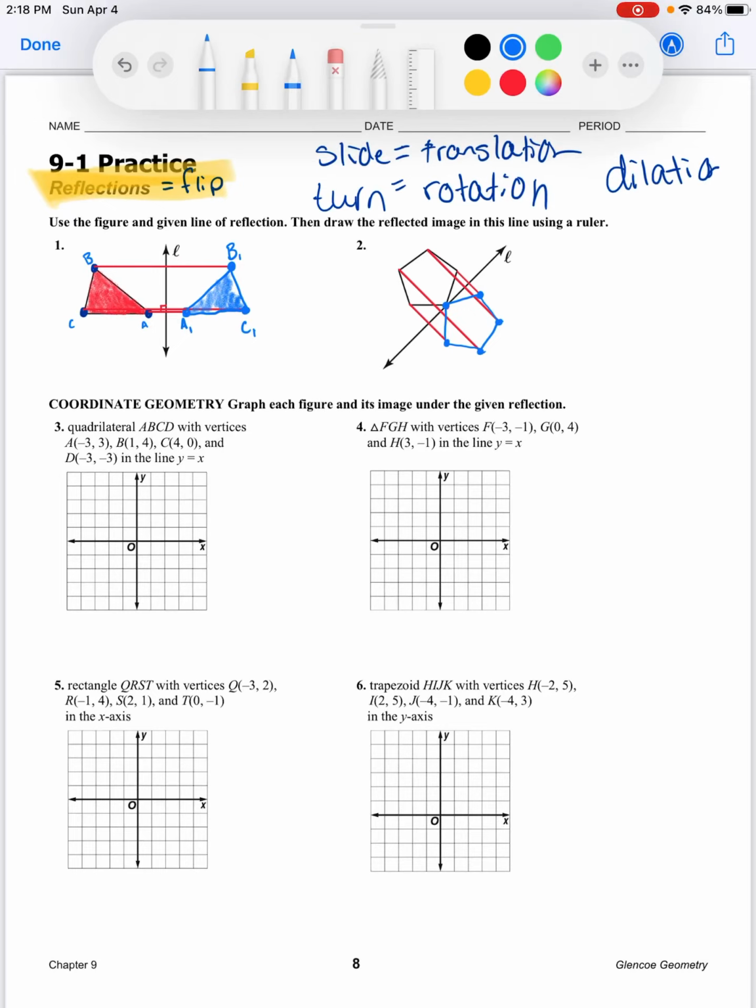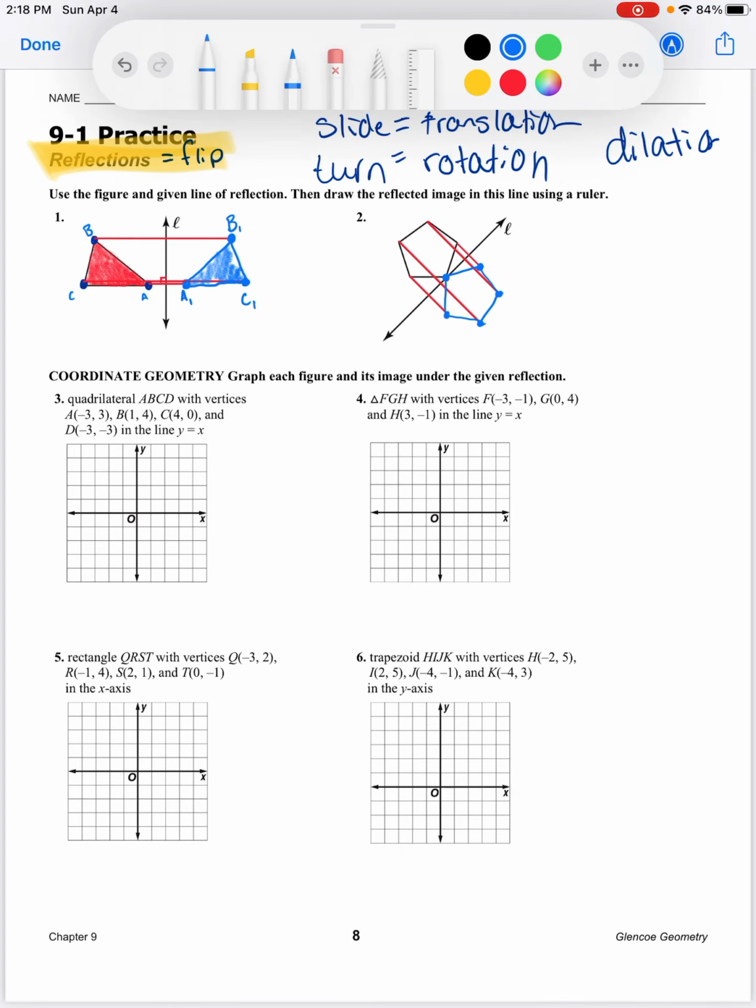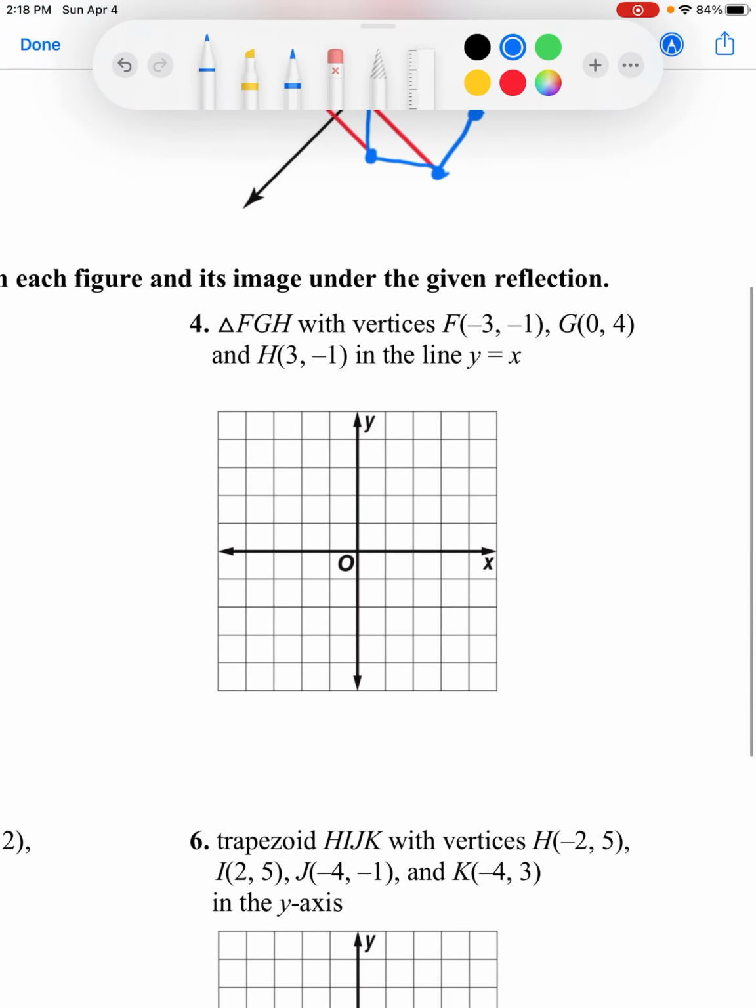Is it artistically perfect? No. Does it need to be? No. It needs to be close enough. So essentially what a reflection is, we are just flipping it over a line. Whatever that line is doesn't really matter. It can be diagonal, straight up and down, straight left and right. Dealer's choice, really. So last one, I want to do one of these graphing ones just so you can see exactly what this looks like.